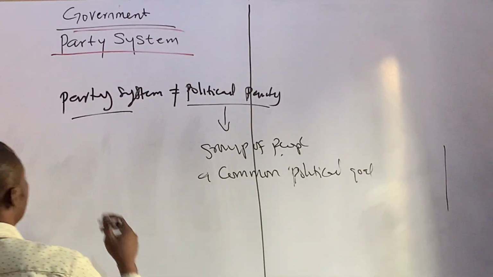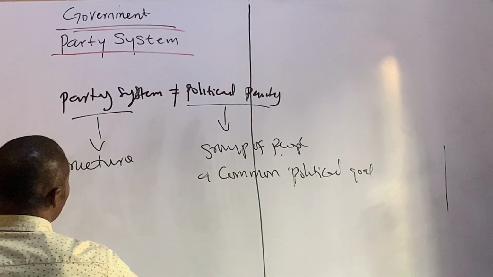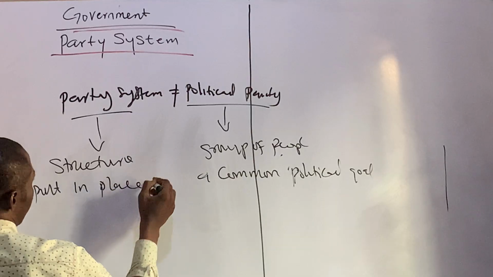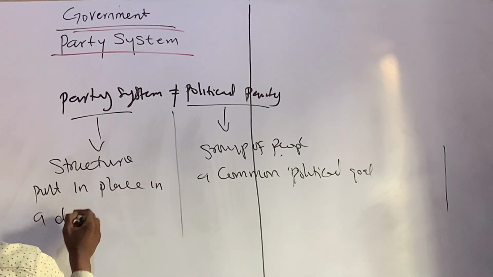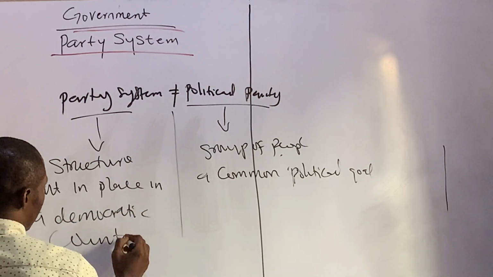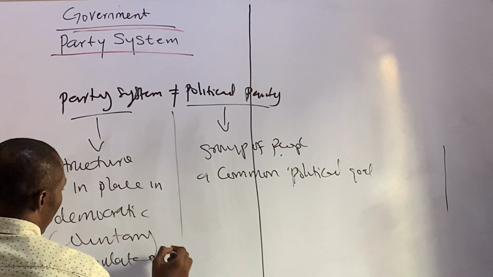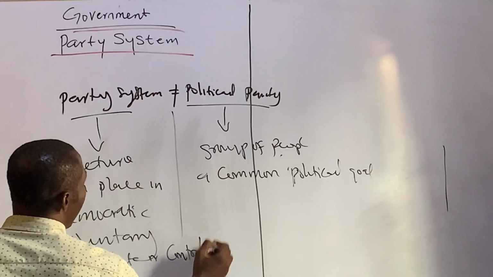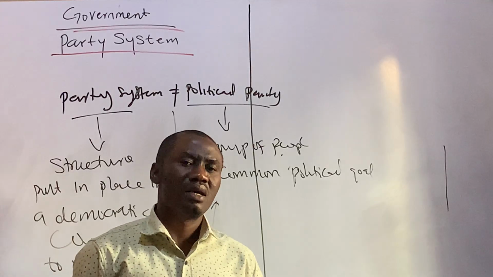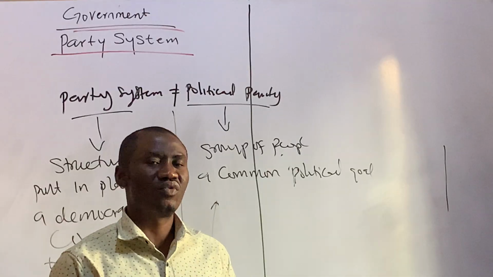But the party system is a structure put in place in a democratic country to regulate or control how political parties compete for power. The structure that is put in place by a democratic country to control how the political parties compete for power.